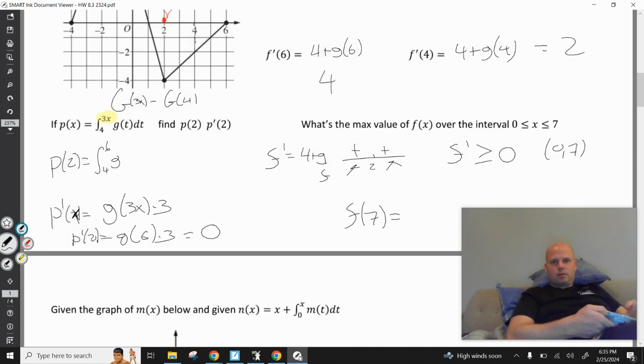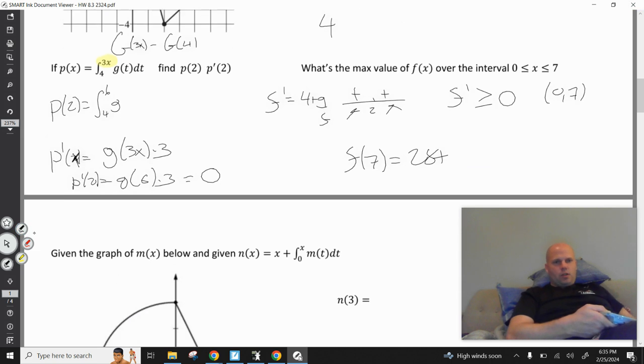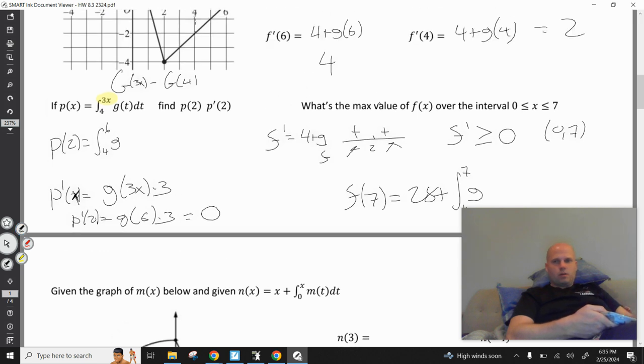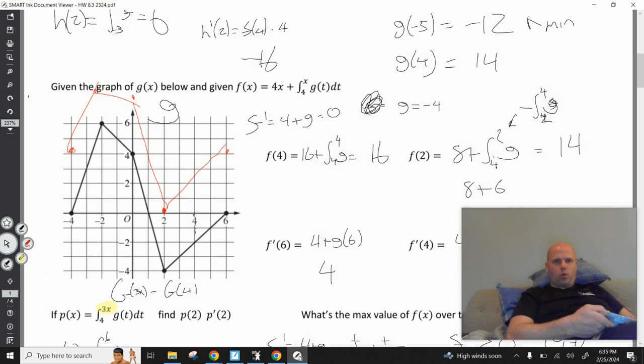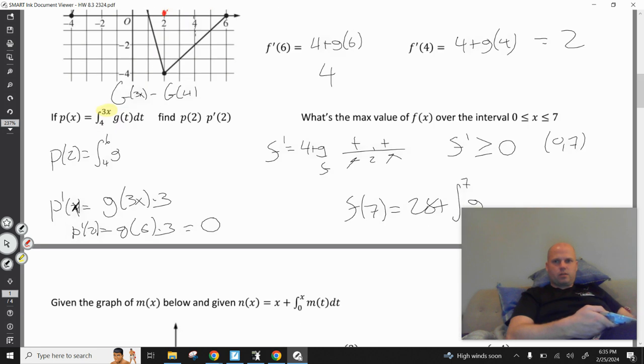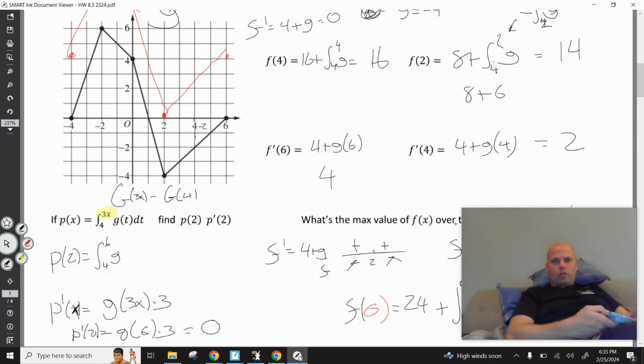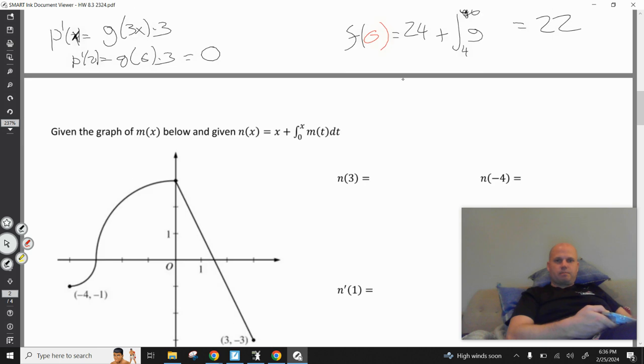Plus the accumulation of g from 4 to 7, going back to the original equation from 4. Why did I say 7? It should be 6. Oops. Six times 4 is 24. 4 to 6 is negative 2. Base 2 divided by negative 2. So 22. 22 is bigger than 16, which is bigger than 4. Yep, it wins.